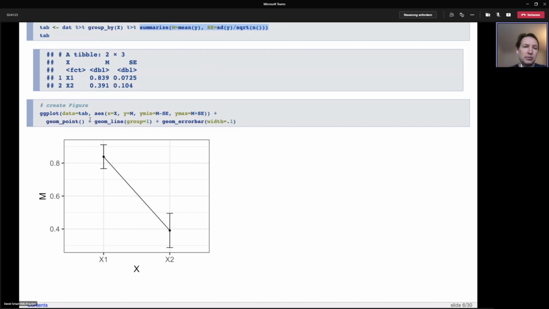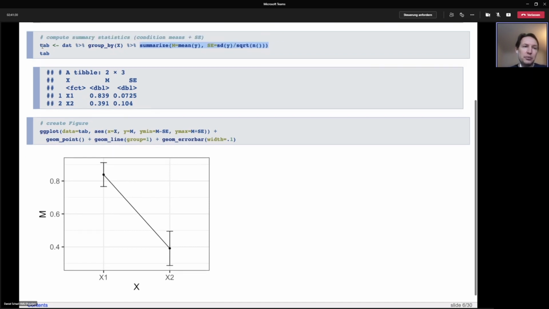Now this is a similar plot to the one we used before. You give the data and define the variables. So now this summary table is our data. We have a factor x on the x-axis. The mean was called m, so the mean is on the y-axis, and then we have a minimum of y and a maximum of y, which is the mean minus the standard error and plus the standard error. And then we want to see points, a line, and error bars. And this is what we get.